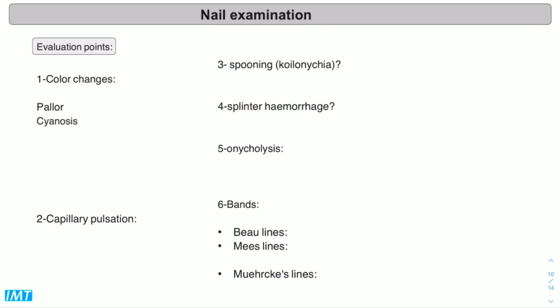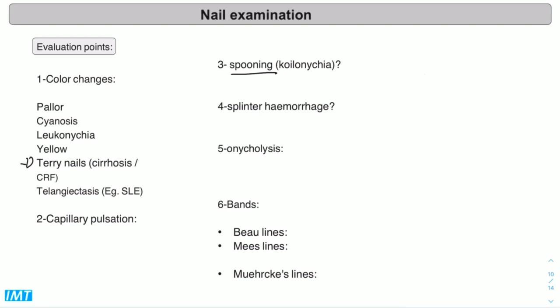Pallor, cyanosis, leukonychia, yellow nails, or the presence of telangiectasia, such as in systemic lupus erythematosus. And we forgot to talk about Terry's nails, present in cirrhosis or in chronic renal failure. Also, we assess the capillary refill, as we mentioned previously. Number 3, we check the spooning. Don't worry, on the next slide there are pictures that will demonstrate what we are talking about now.